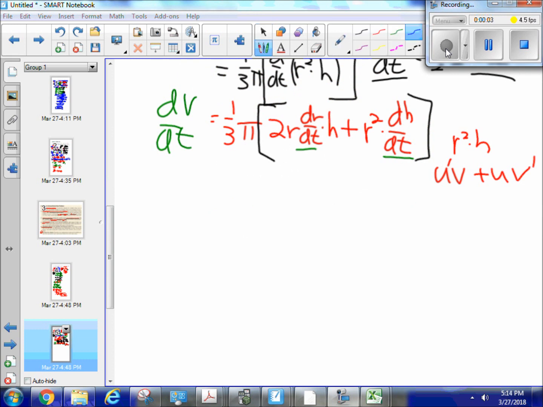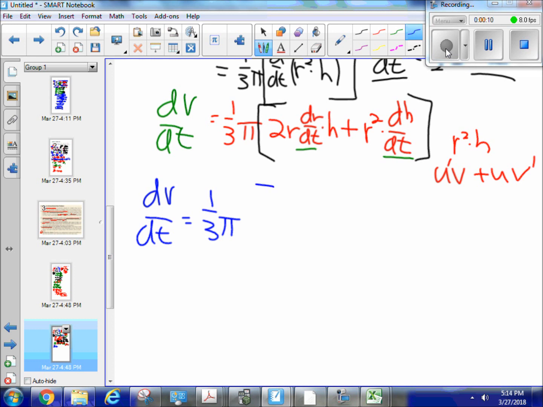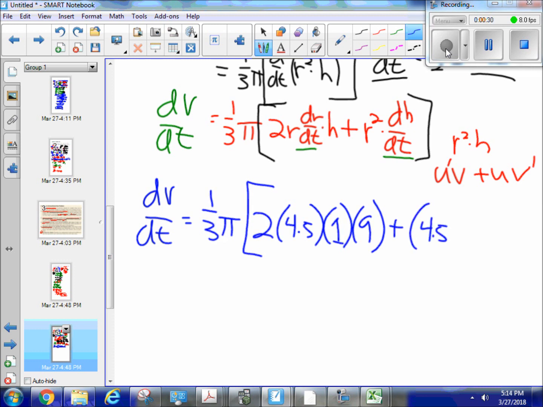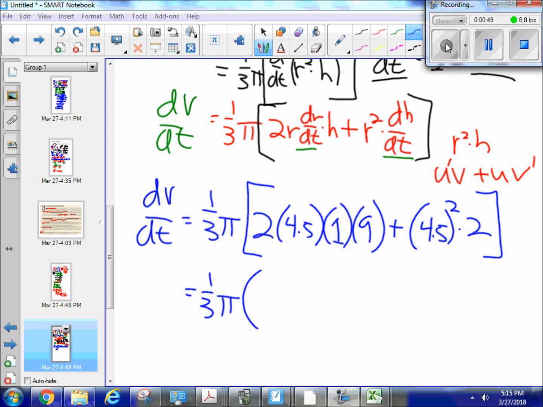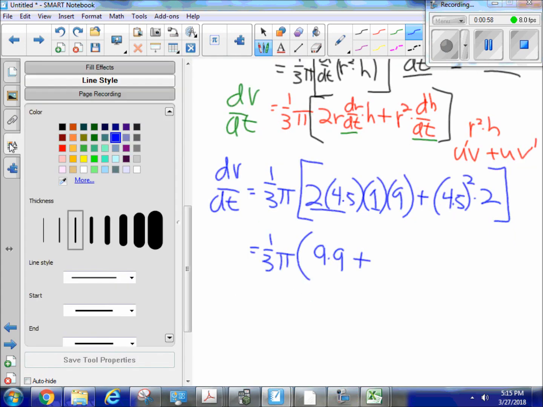Well, now I can just plug in some numbers. So I have dV/dt is equal to 1/3 pi, and I have 2, now my radius is 4.5. My dr/dt was simply 1. And my h was 9, plus r squared, remember r is 4.5, so 4.5 squared, dh/dt is 2. So let's see what we get. I get 1/3 pi times, this is 9 times 9, which is 81, plus 4.5 squared. I'm going to have to do this in decimals, I think.